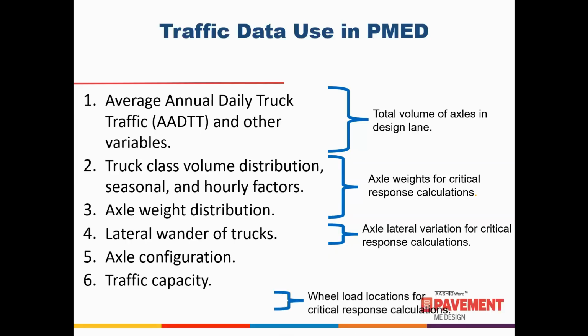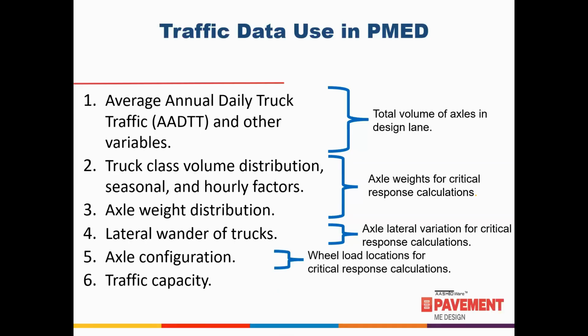And then axle configuration, which pertains strictly to the concrete analysis as far as where the wheels are in relation to either the edge of the slab or the joint. And traffic capacity, which I said really isn't of any significance unless you're designing in a very high traffic urban corridor.